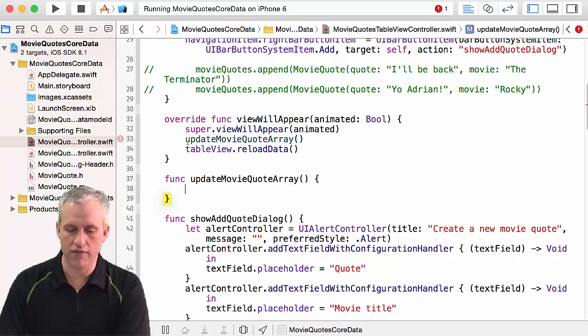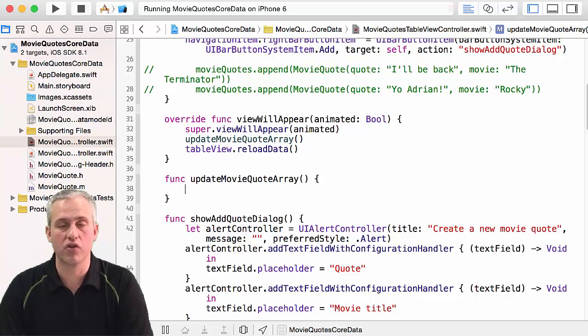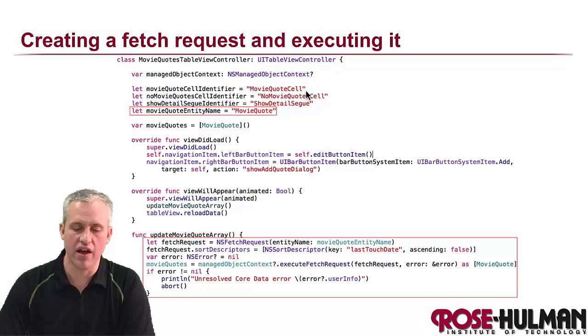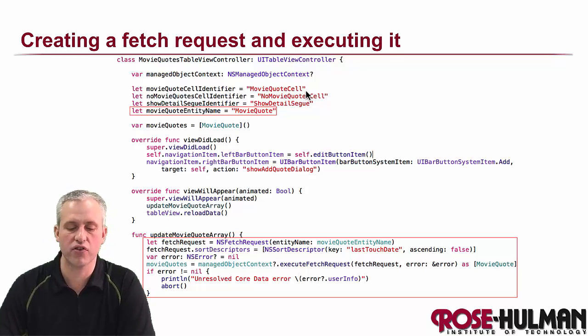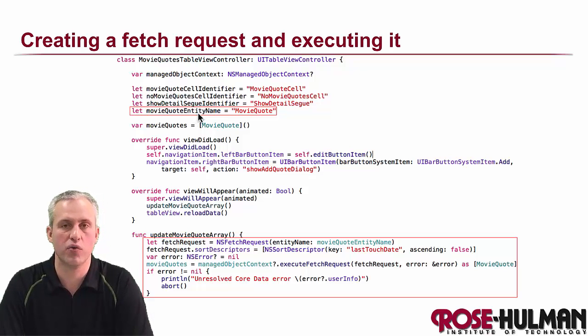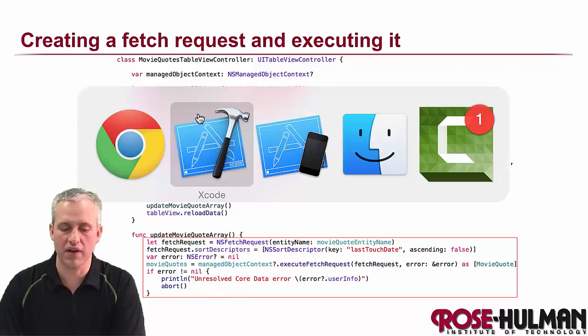That looks terrific. So updating the array, what we're going to have to do is a read from Core Data. Let's go to the slides and look at what it looks like. What it looks like is, first off, we're going to need to know the entity name, which we called MovieQuote. So I went ahead and made that a constant.